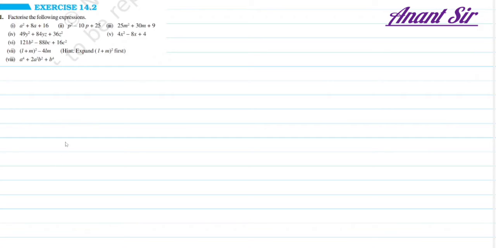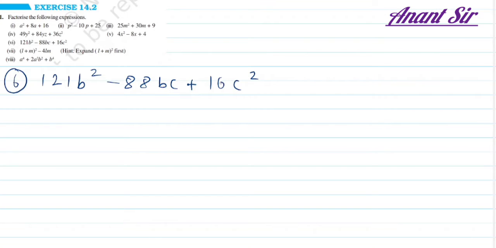So friends, let's continue with question number 6 now. We have solved 5 questions till now. So question 6, 121b square minus 88bc plus 16c square. Is it similar? Let's check. Is the first term a square of any number? Yes, we know that 121 is square of 11 and b square is square of b. So I can write this as 11b whole square.